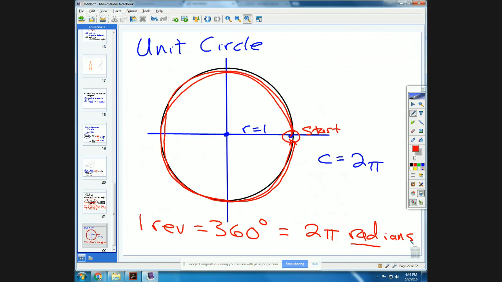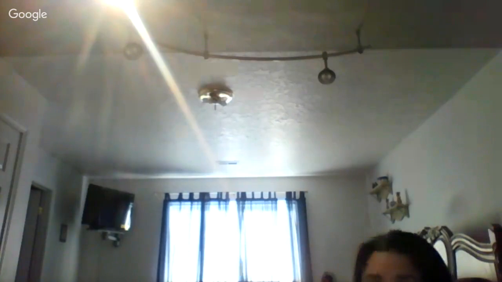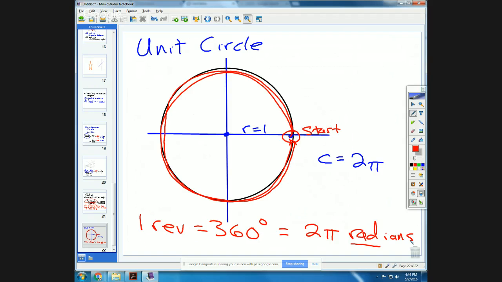Now, how many people, is this the first time you've heard of radians? Greg, first time? Debbie? Yes, it is. Okay, so this is going to sound weird and foreign. It's like trying to work in base 7. It's like, what the heck? So it takes some getting used to.